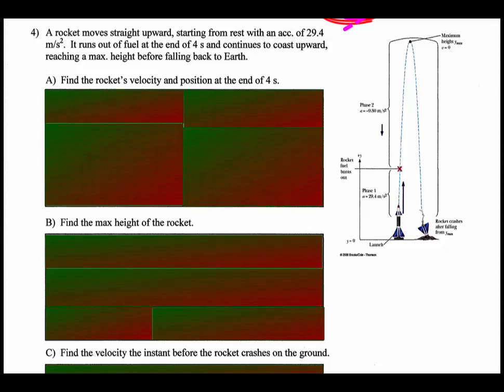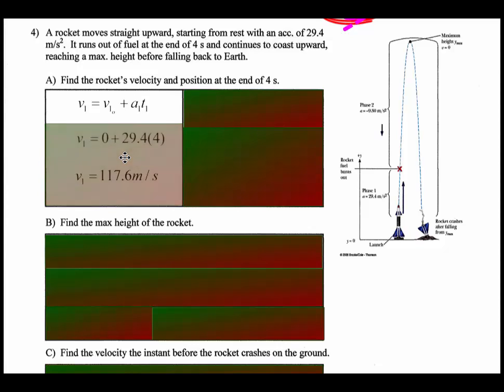So A, find the rocket's velocity and position at 4 seconds. Remember, this is a typical acceleration problem. It's not in free fall because the rockets are firing. So looking through our equations, this is the one that makes the most sense for us to use. We know it started from rest. The acceleration was positive 29.4 because it was going up, and it was for 4 seconds. That gets us our velocity at 4 seconds.